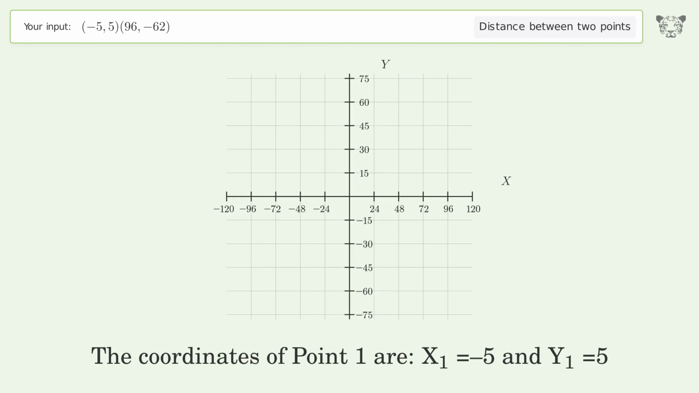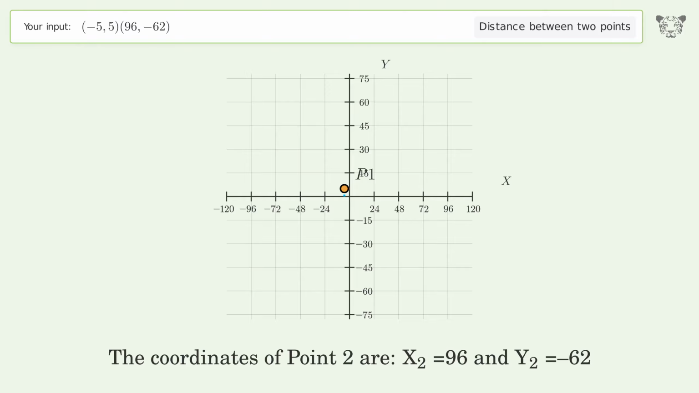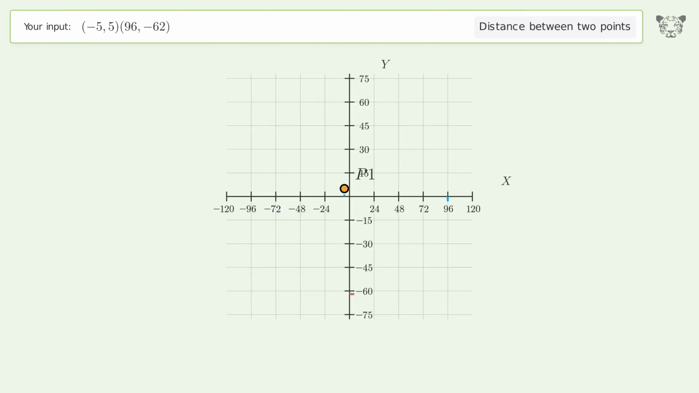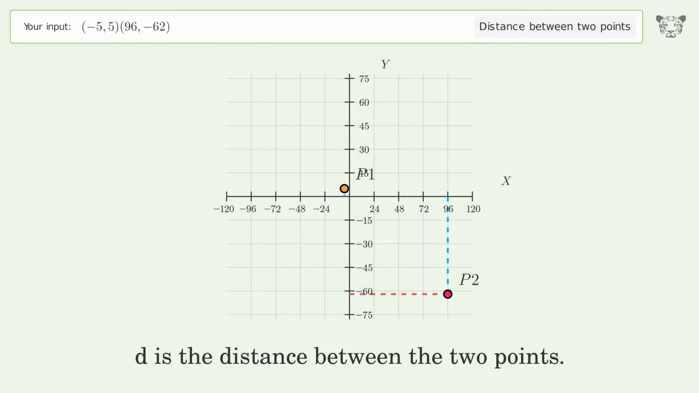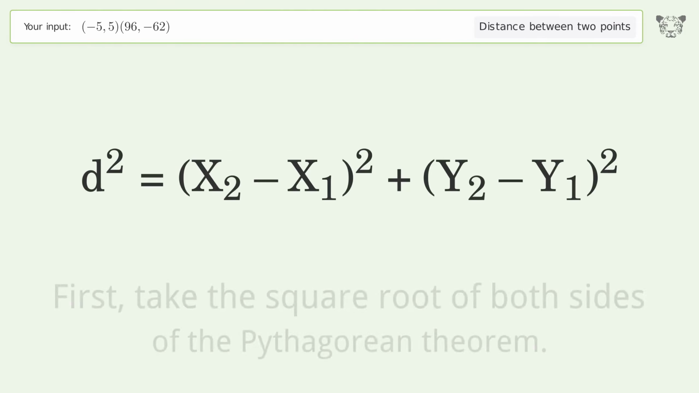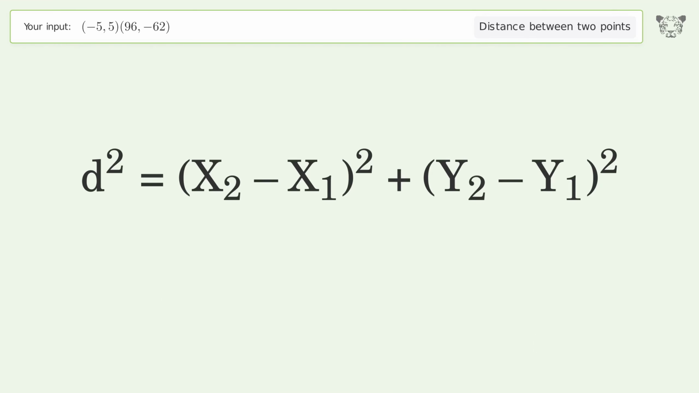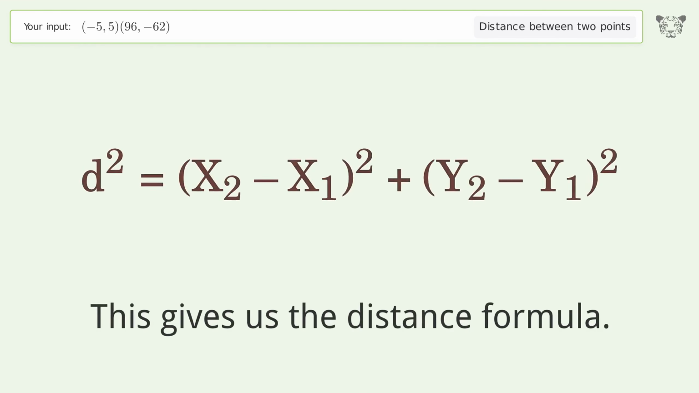The coordinates of point 1 are x1 equals -5 and y1 equals 5. The coordinates of point 2 are x2 equals 96 and y2 equals -62. D is the distance between the 2 points. First, take the square root of both sides of the Pythagorean theorem. This gives us the distance formula.